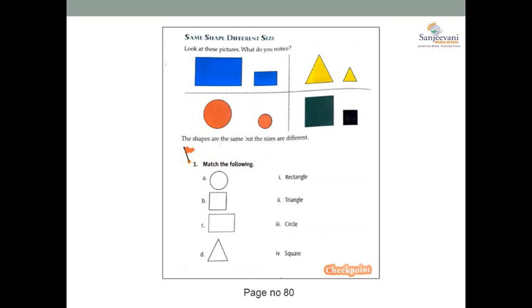S-Q-U-A-R-E, square. Okay. Now C. Which shape is this? This is rectangle. Correct. You all are so smart. Correct answer is number 1, rectangle. R-E-C-T-A-N-G-L-E, rectangle. Last one, D. Which shape is that? Triangle. Correct. So correct answer is number 2, triangle.